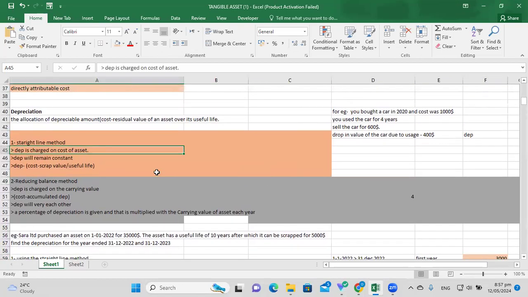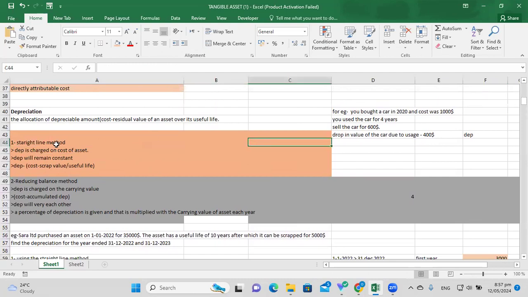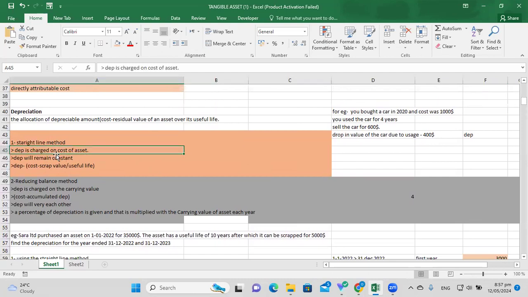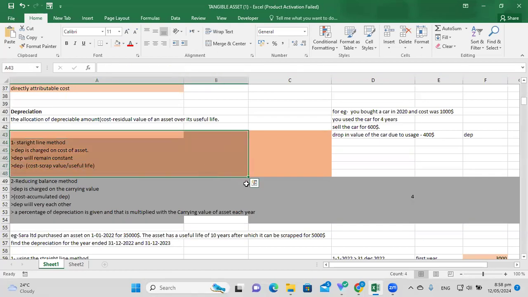Now if we come over to the theory part of straight line method. First of all, it is written that depreciation is charged on cost of asset. The second point is depreciation will remain constant. We have seen that in the first year it was 3000, and it will stay constant throughout, like second year, third year, fourth year, every year it will be 3000. It's only when we are using straight line method. And how do we calculate depreciation? Cost minus scrap value divided by useful life. So that's the theory for straight line method.